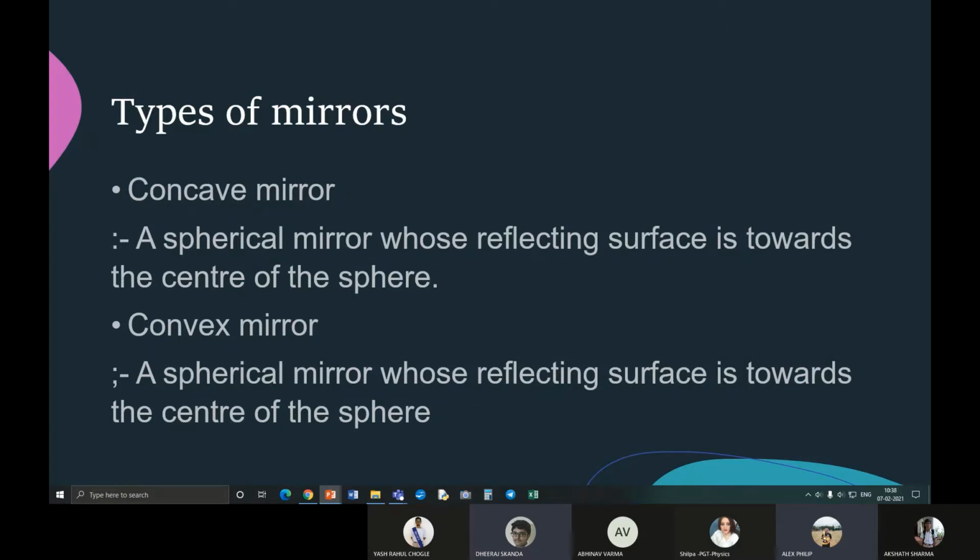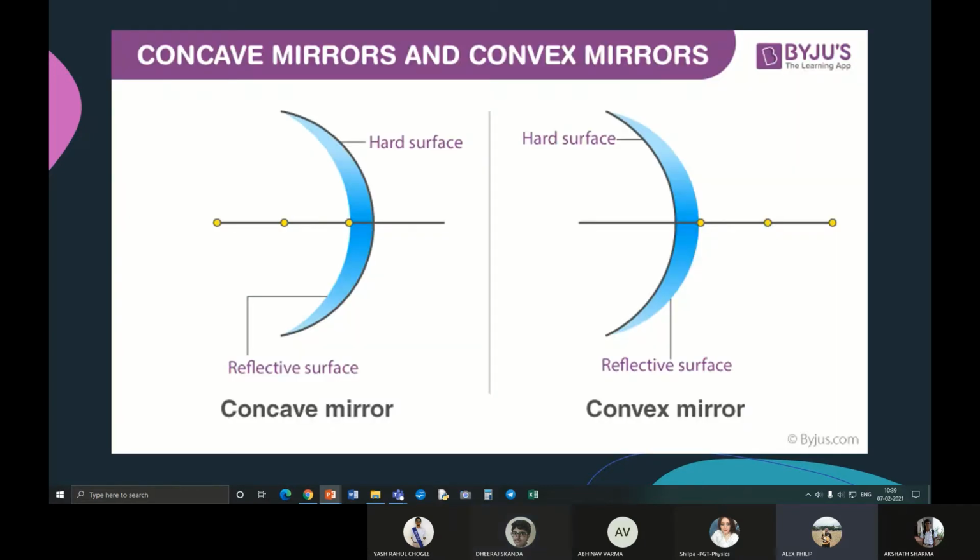A concave mirror is a mirror whose reflecting surface is towards the center of the sphere, and a convex mirror is just the opposite of that. That is, the reflecting surface is away from the center of the sphere. As you can see, in the concave mirror the reflecting surface is towards the center of the sphere, and in the convex mirror, it is away from the center of the sphere.